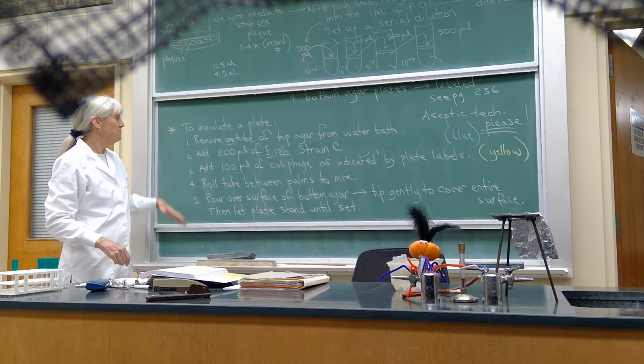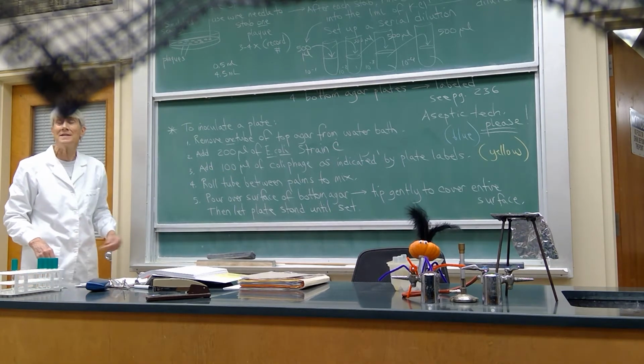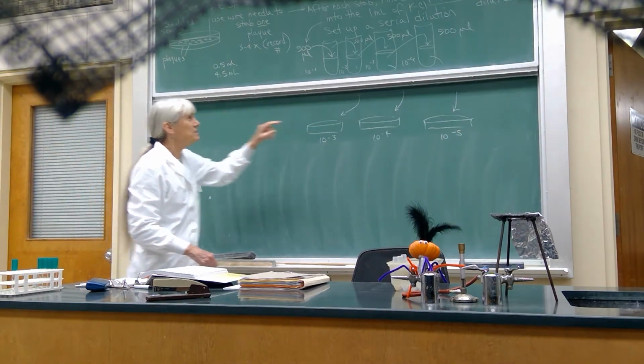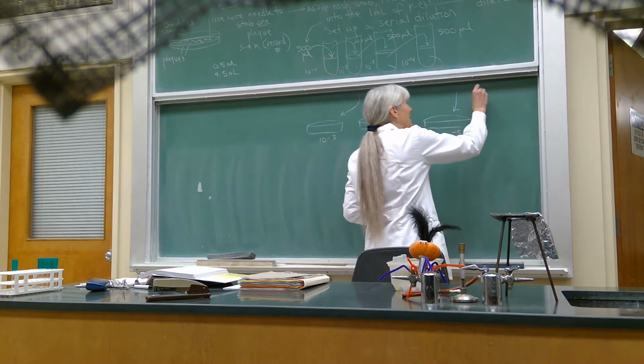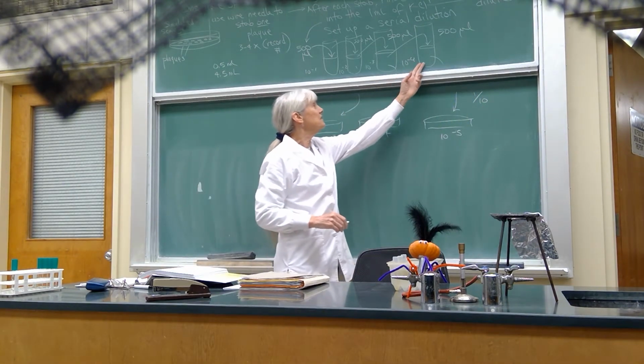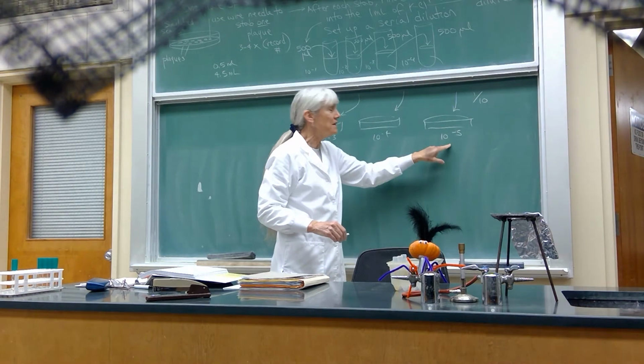Just remember, because we're adding 100 microliters, which is 1/10 of a mil, the volume that's coming out of the tube and going onto the plate is always 1/10. That adds a 10 to the minus 1. So this is a 10 to the minus 4 solution. You're only taking 1/10 of it, which makes this a 10 to the minus 5 plate.